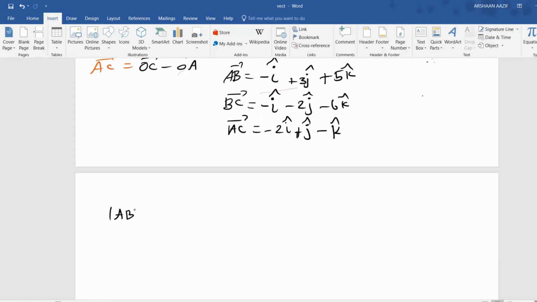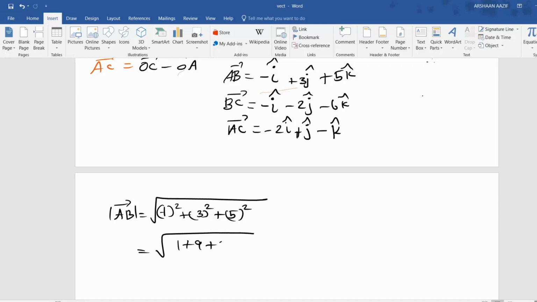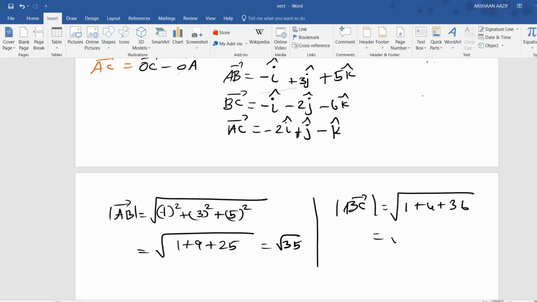The magnitude of AB is root of (1 minus 1) the whole square plus 3 the whole square plus 5 square, which is root of 1 plus 9 plus 25, which is root 35. The modulus of BC, that is the magnitude of the side BC, is root of 1 plus 4 plus 36, which is root of 41. And the modulus of AC, that is the magnitude of the AC vector, is root of 4 plus 1 plus 1, which will be root 6.